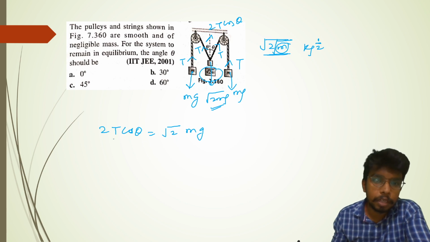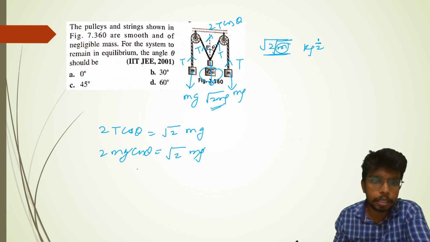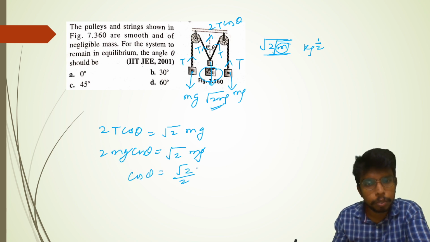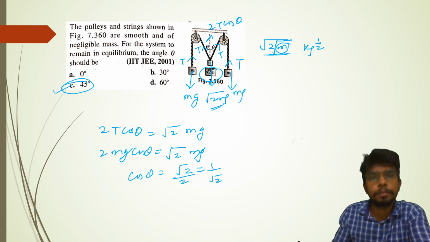Root 2 mg, and T is nothing but mg from this particular mass. So I can say that 2 mg cos theta is nothing but root 2 mg. mg is going to cancel out, and I'm going to get that cos theta is nothing but root 2 by 2, which eventually turns out to be 1 over root 2, and that is the angle 45 degree. This should be the result.